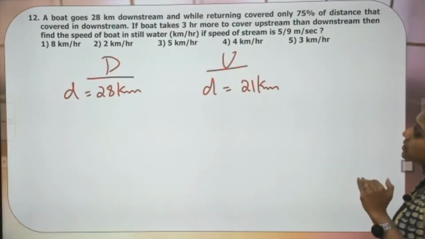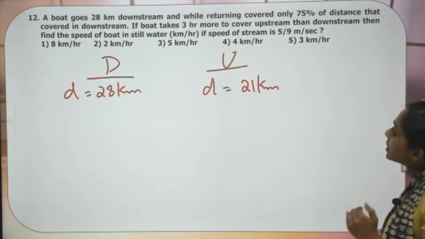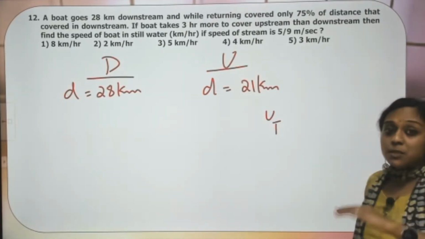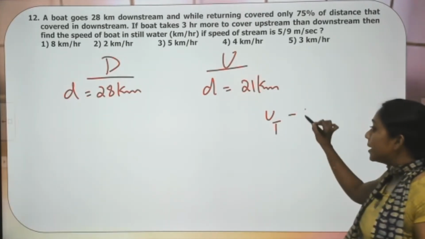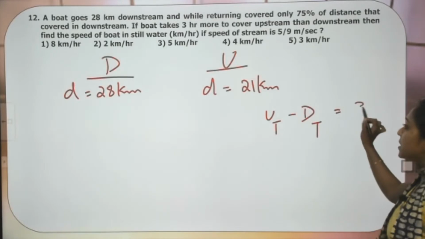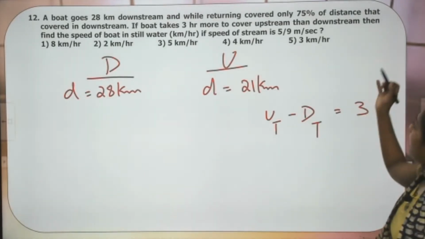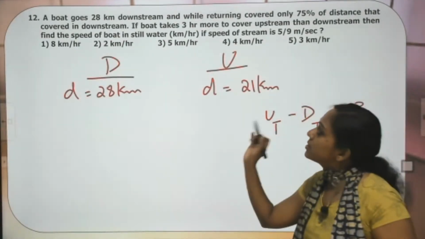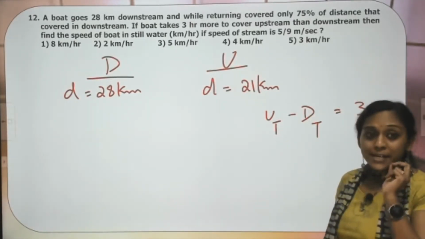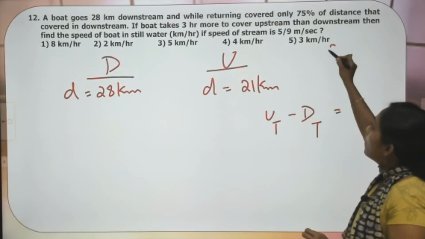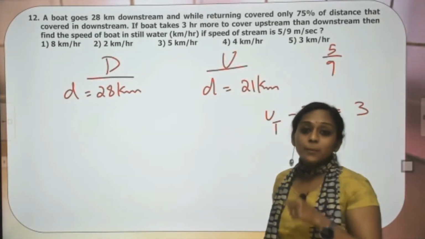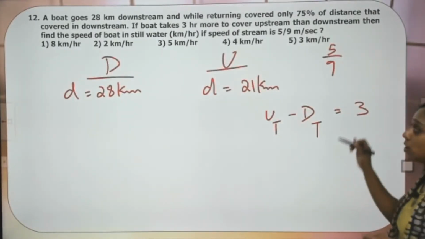If the boat takes 3 hours more to cover the upstream than downstream. So upstream time is 3 hours more than downstream. More than or less than means the difference is given. So upstream time minus downstream time is given as 3 hours. And then the speed of the boat in still water, if the speed of the stream is 5 by 9 meter per second. Okay, what is 5 by 9 meter per second? Here your answer options are in kilometer per hour. So I am going to convert it into kilometer per hour.